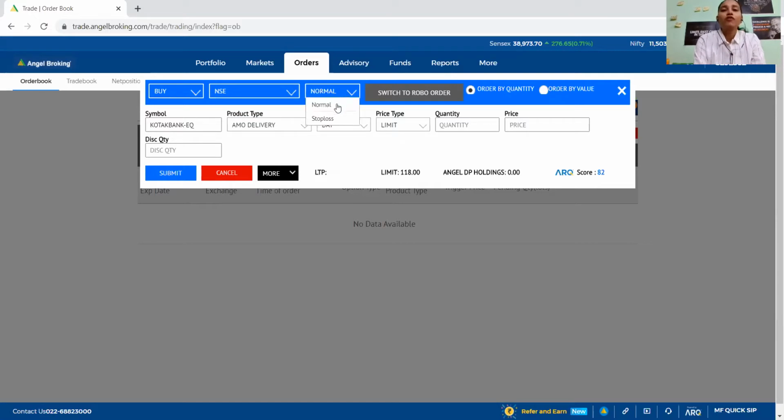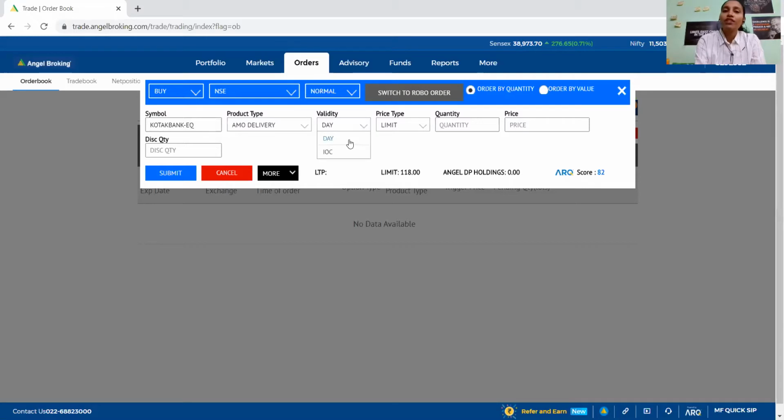Now there's an option of normal. When we are doing a trade for the first time, it has to be the normal trade. Then there is switch to robo order. We are not doing robo order; robo order is different, we will talk about it in another video. Then order by value, order by quantity. This is the name of the stock, then the AMO delivery type, which is always going to be the same.